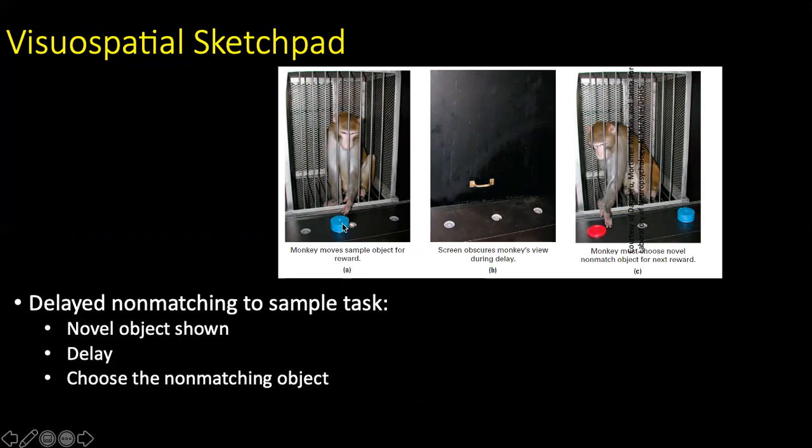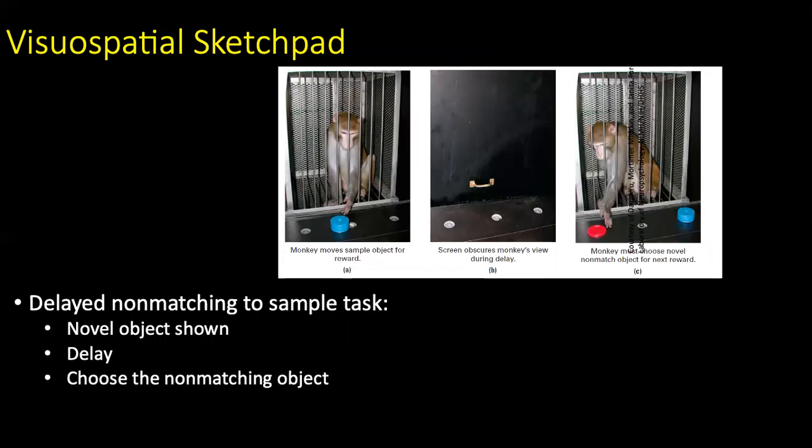The monkey can move this object, and there's a little food reward under there for the monkey to eat. And the screen comes down, and then we put down 2 objects, right? So this delay can vary, and that's where we start to test that working memory, the short-term memory effect. The monkey knows that after this delay, in order to get another reward, it has to pick the object that it hasn't already seen. So in this case, it's going to choose red in order to get that reward, right?